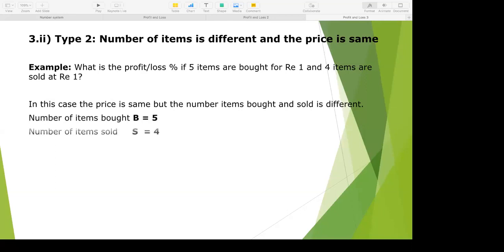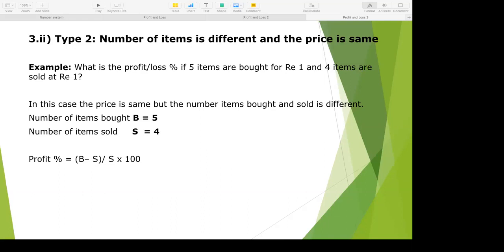And what is the formula? The formula is B minus S upon S into 100, where B corresponds to the number of items bought, while S corresponds to the number of items sold. Okay, you'll get the PPT, so you will not have to worry about noting it down. So B minus S upon S into 100, where B corresponds to the number of items bought and S corresponds to the number of items sold. This will give you the profit percentage or the loss percentage. That profit percentage which I have written here is by mistake.